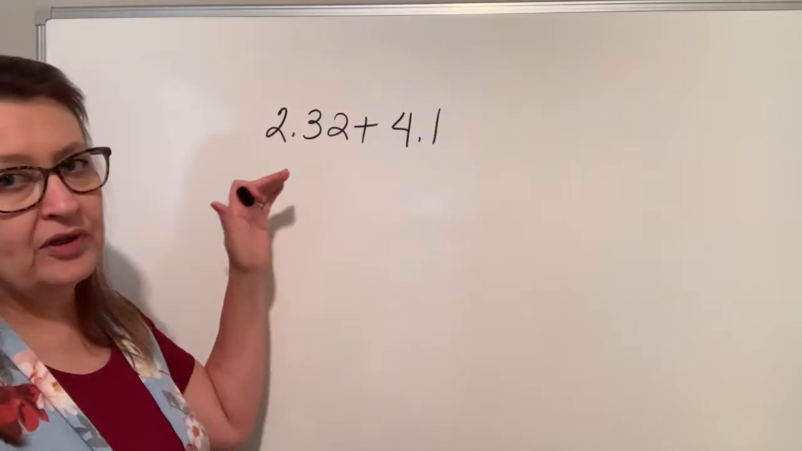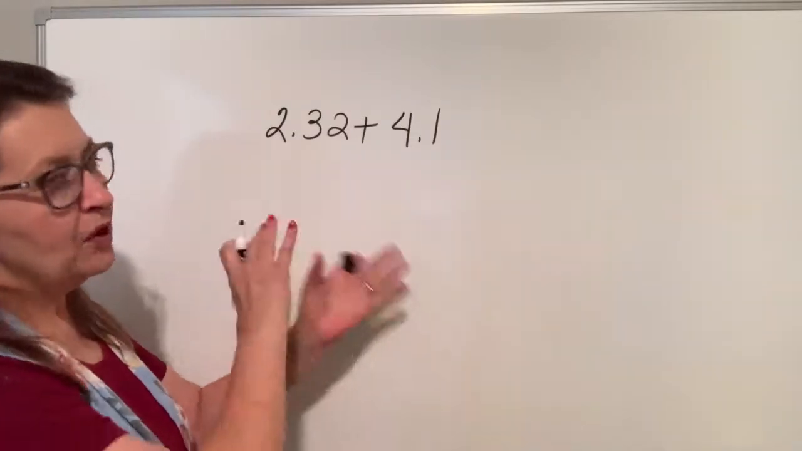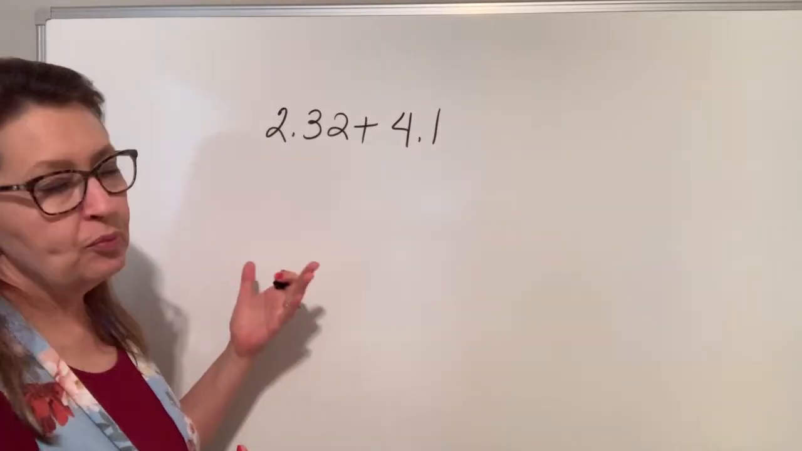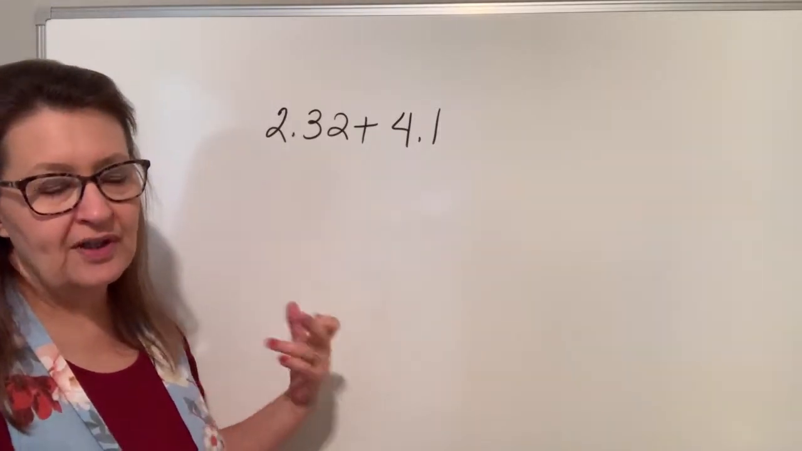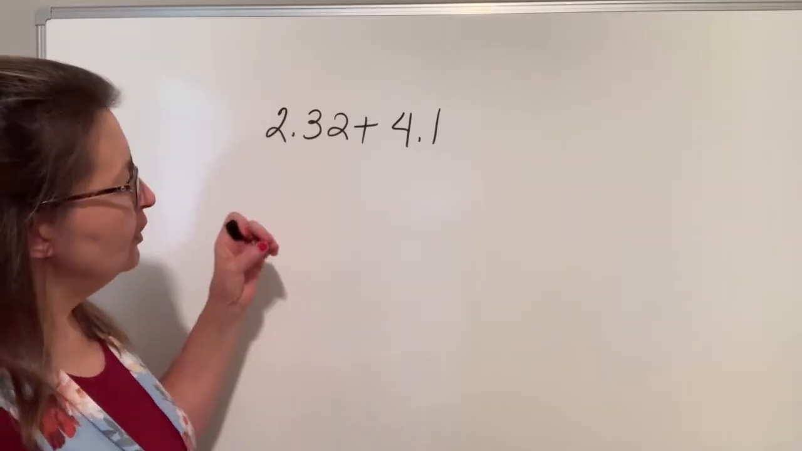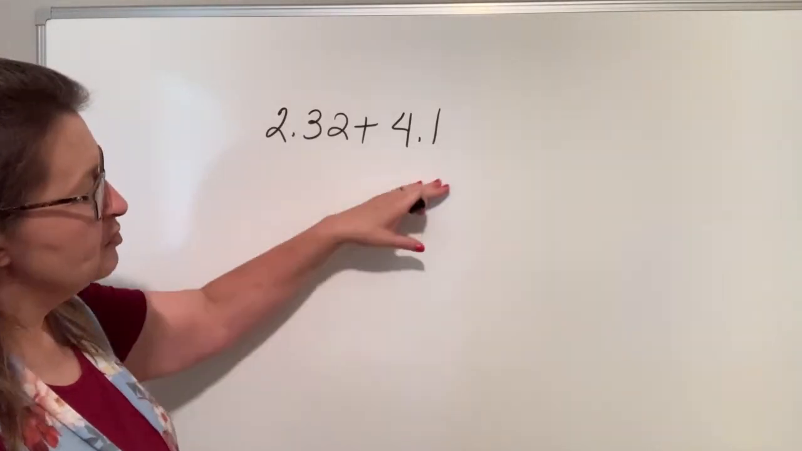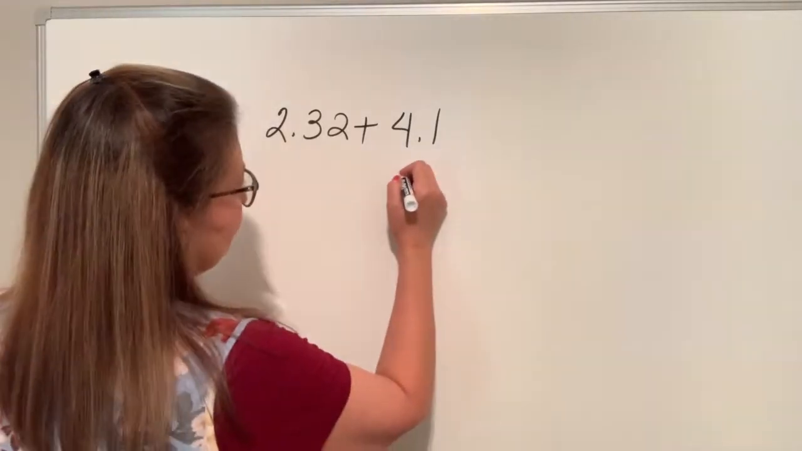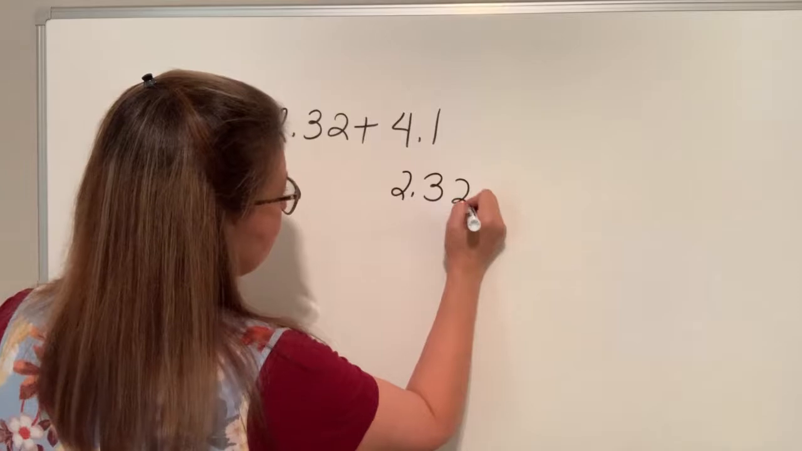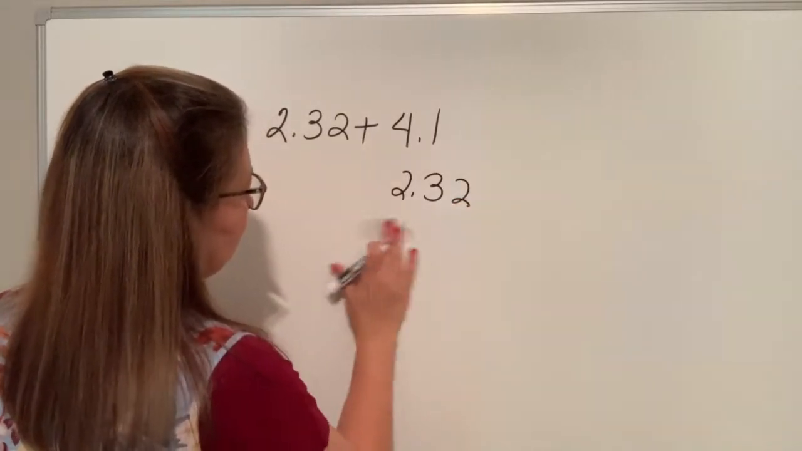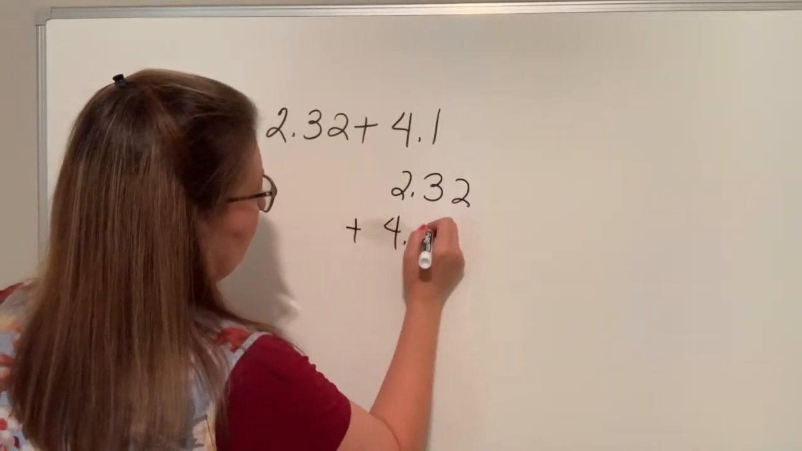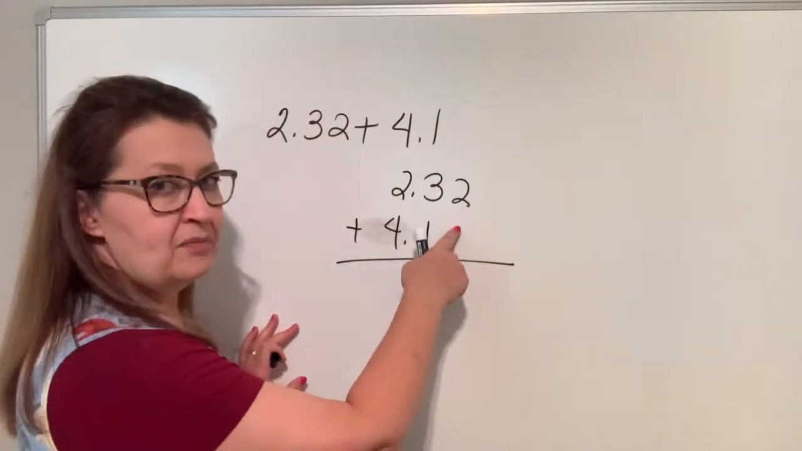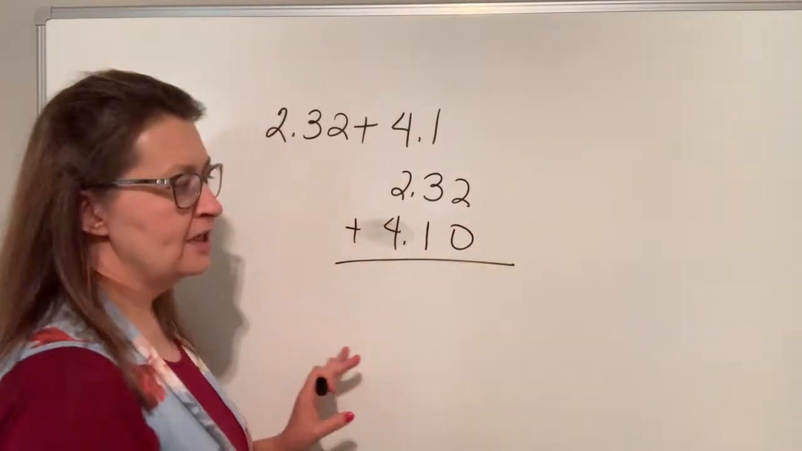Now addition, remember, is commutative. That means you can move these back and forth. You don't have to do them just like this. 2 plus 3 is the same thing as 3 plus 2. That's what commutative means. So I usually choose to put the smaller number on the bottom, whether it's last or not. But when I stack these, I'm going to have 2.32 plus, come over a little bit, 4.1.